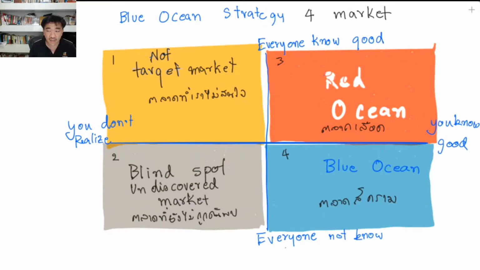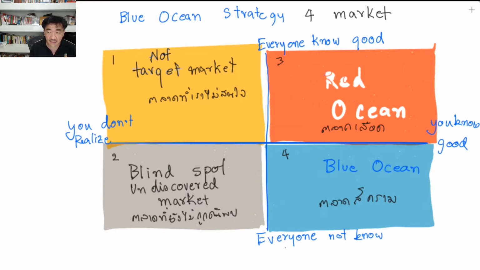In this book, we can categorize the competitive space, or the business competition, into four market spaces. The first thing is the non-target market, or the target that we're not really interested in. We are not good at it, or we are not focused on it, but other people are focused on it. So that's the characteristic of the first market. And this book does not mention much about this because it's not something that we are concerned with.